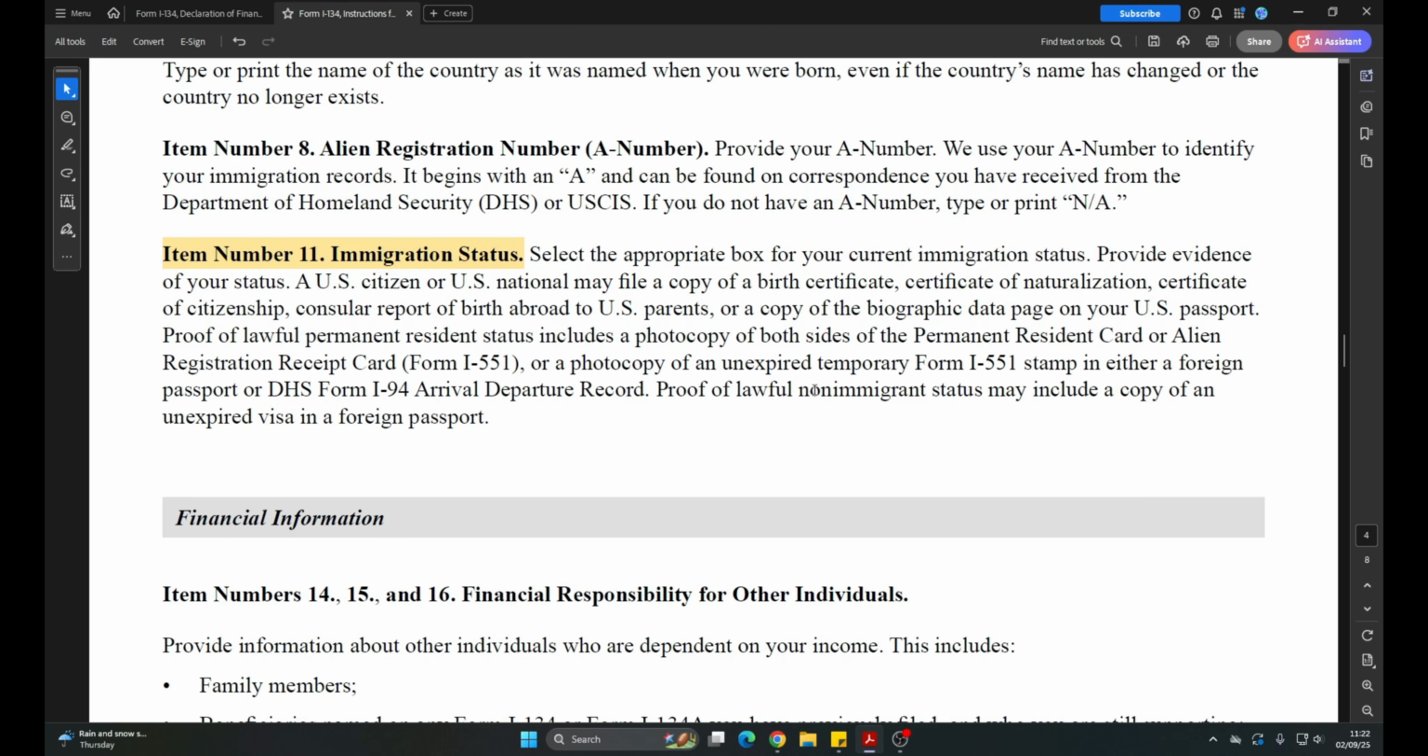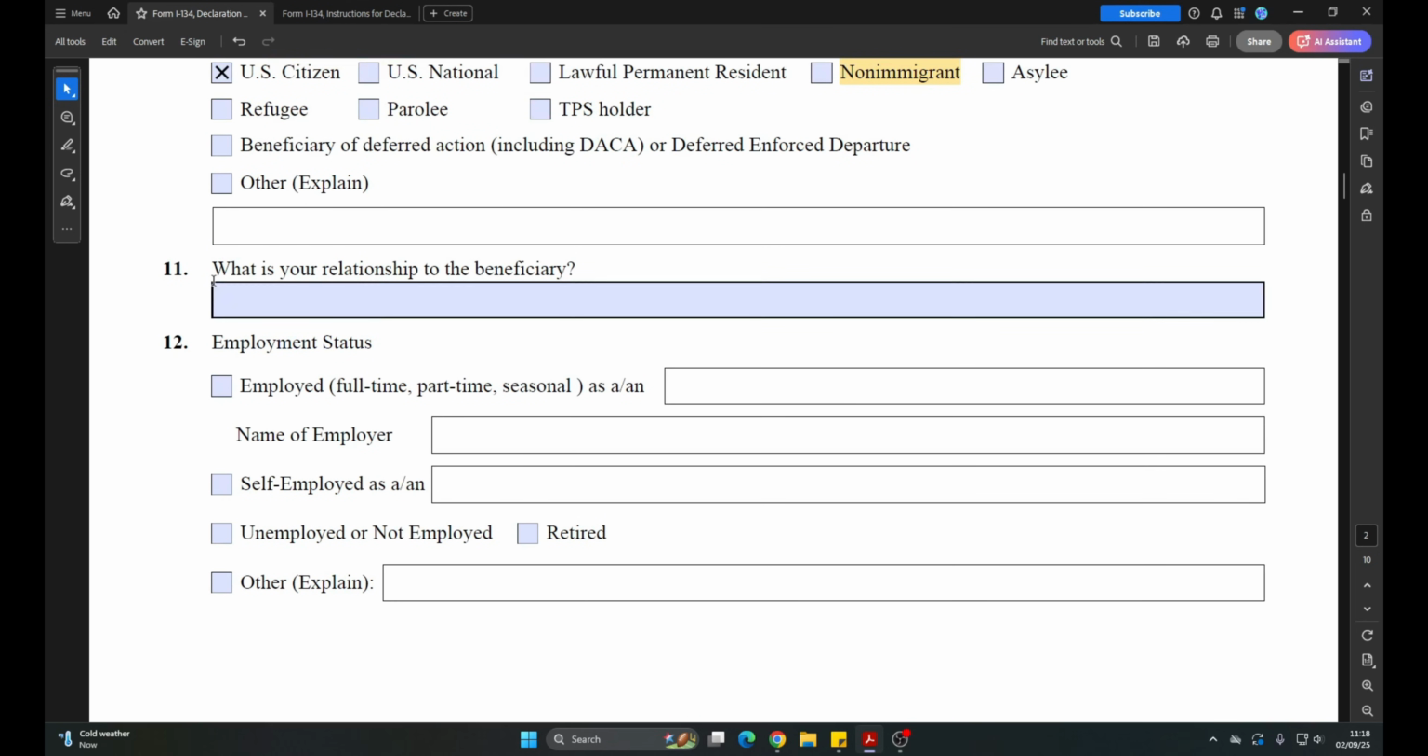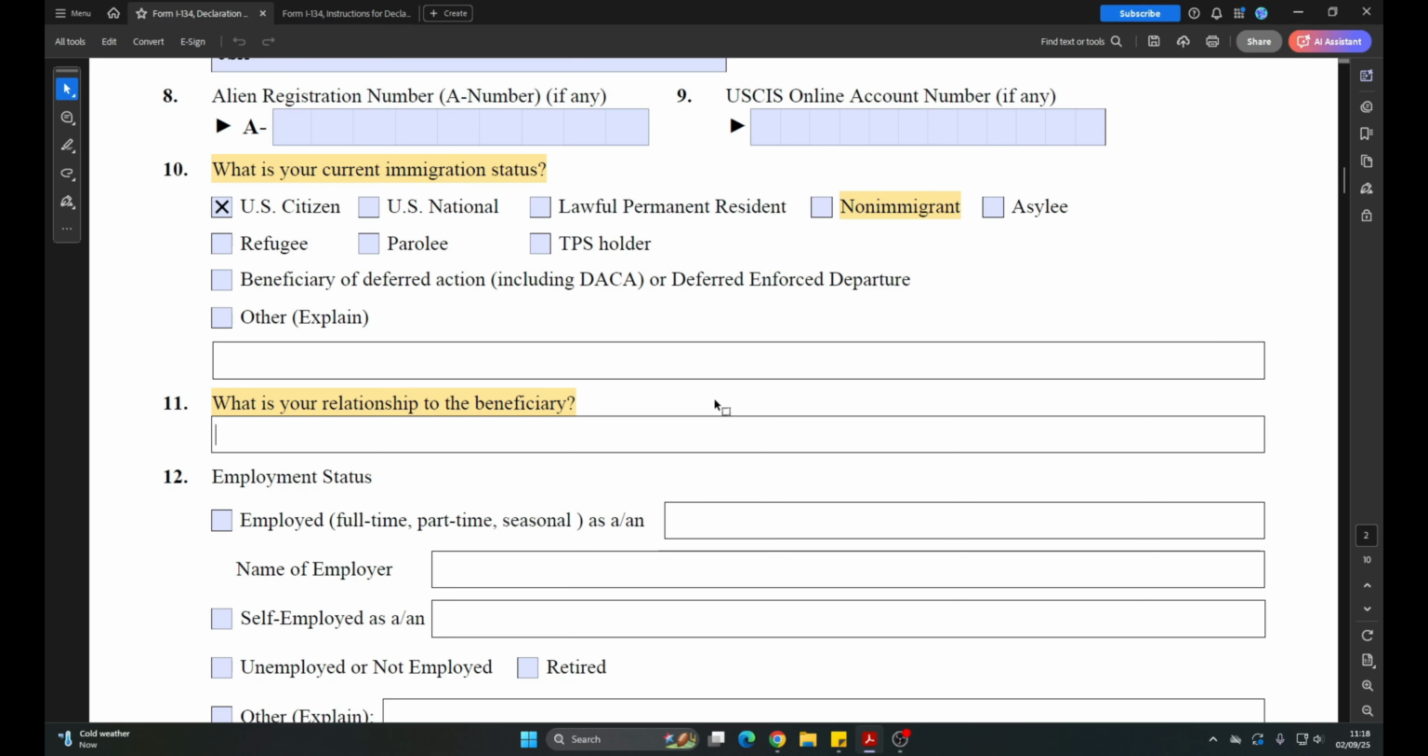If you are a non-immigrant, then you would need to provide a copy of your unexpired visa and passport, if applicable to you. But as a non-immigrant, you may not necessarily have proof of this yet. Next, provide your relationship to the beneficiary. So you could be a family member, a friend, indicate your relationship to this person. If you are filling out this for your fiance, you can write fiance. And then if you are being asked to fill out this application for yourself, then you can simply write self.